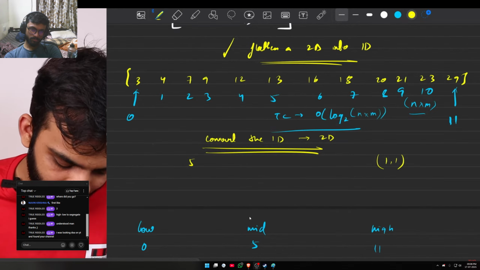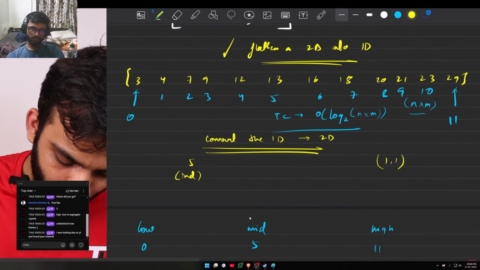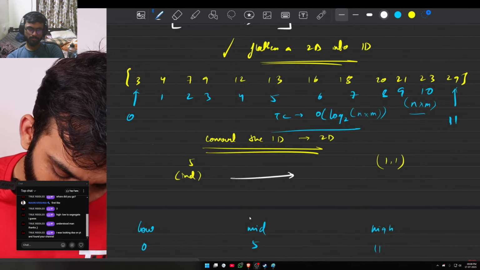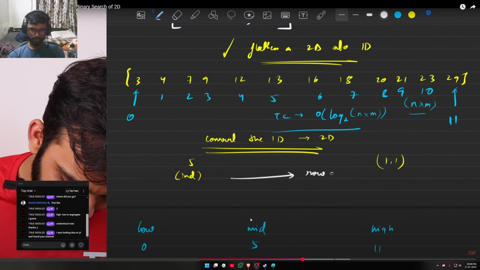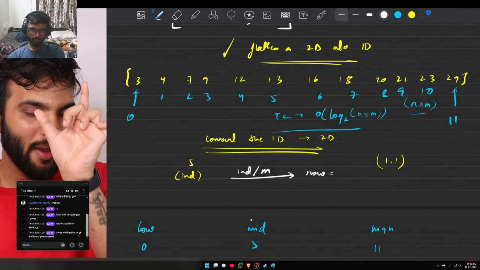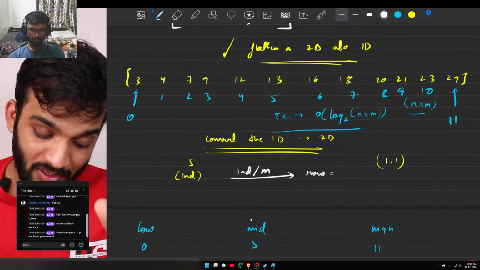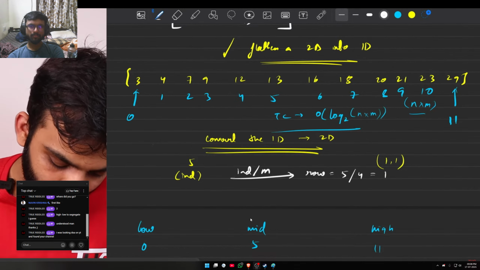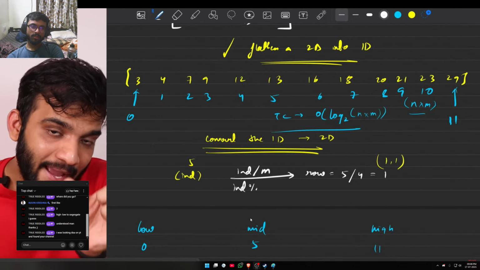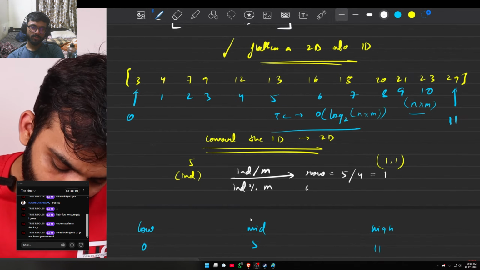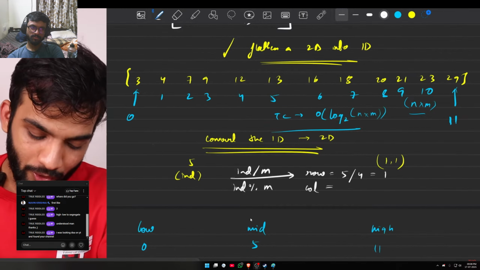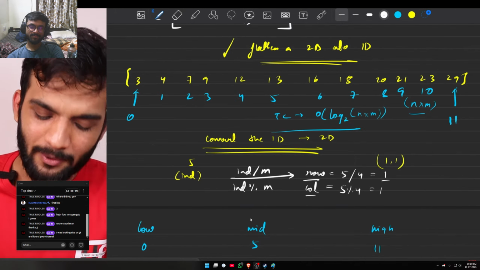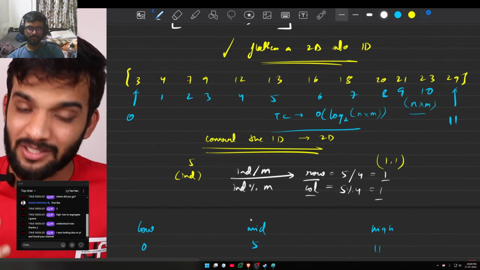It's very simple. If you have an index, the formula to convert it is very simple. In order to get the row, you basically do index divided by m, where m is the number of columns. In this case, 5 by 4, which is 1. And to get the column, it is index modulo m, which is 5 modulo 4, again gives you a 1. So you got the row number as 1 and the column number as 1.